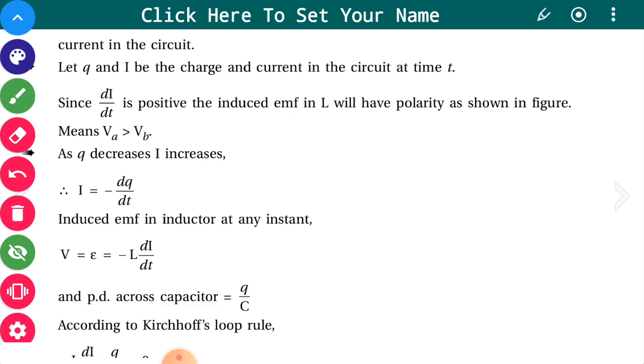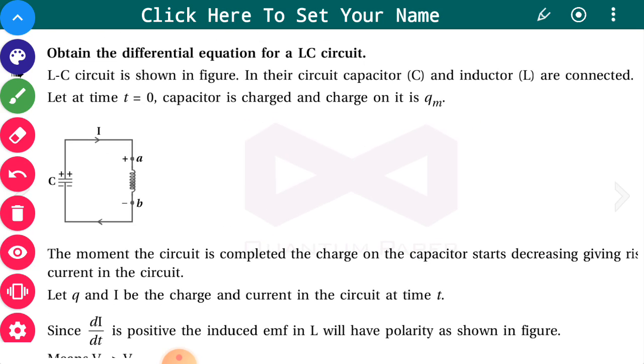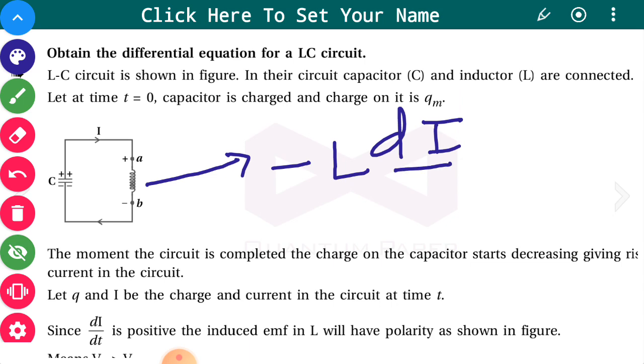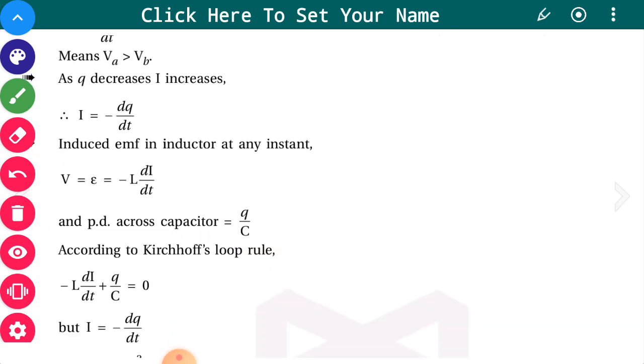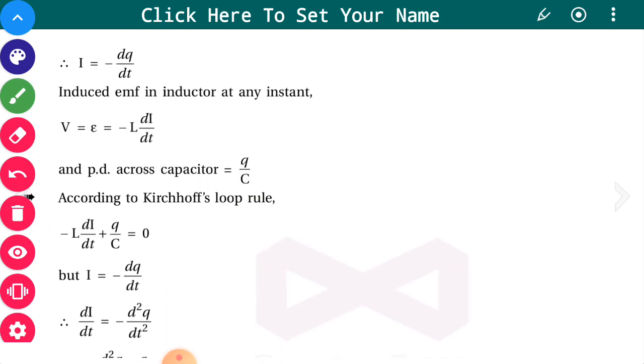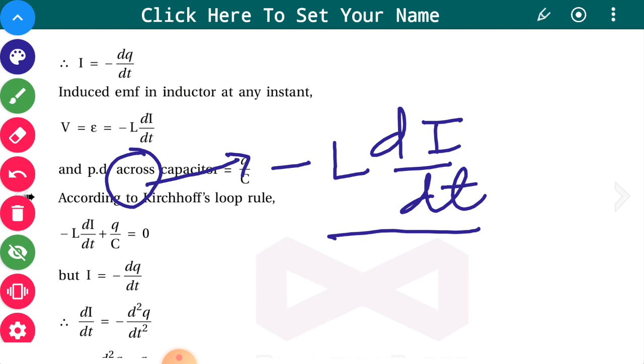Now if we apply the Kirchhoff rule, first of all we consider the induced electromotive force, or induced EMF, in the inductor. As you know, an inductor with inductance L will have induced EMF equal to minus L di by dt. So that electromotive force is shown here: V is equal to E is equal to minus L di by dt.